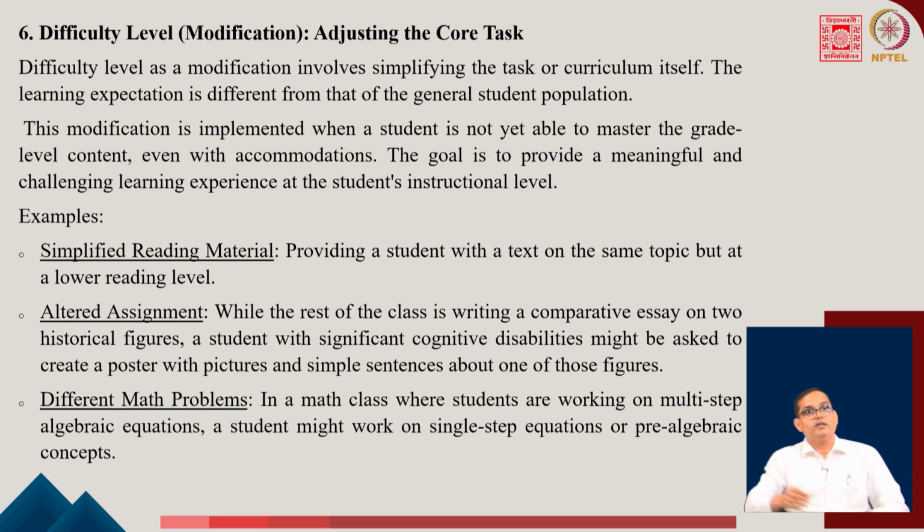The sixth one is difficulty level modification, that is adjusting the core task. Difficulty level as a modification involves simplifying the task or curriculum itself. The learning expectations are different from that of the general student population. This modification is implemented when a student is not yet able to master the grade level content even with accommodations. The goal is to provide a meaningful and challenging learning experience at the student's instructional level.